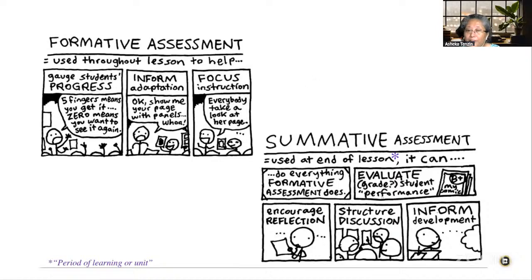Now, summative assessment will do everything that formative assessment does, but it will be in exam conditions. You are not going to give them feedback. You will be evaluating and giving a final grade for the student performance. The summative assessment should also encourage reflection. It should have structured discussion and it will inform development of the student. So this is what formative and summative assessments are.